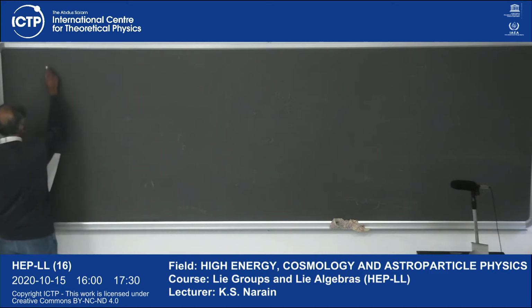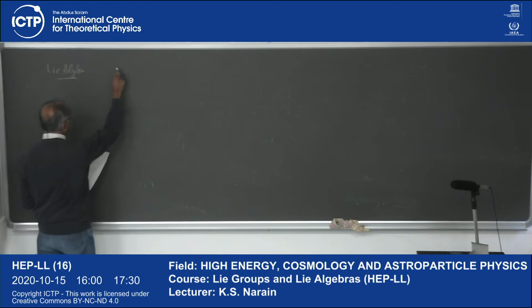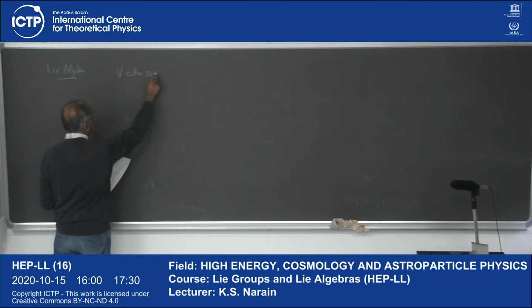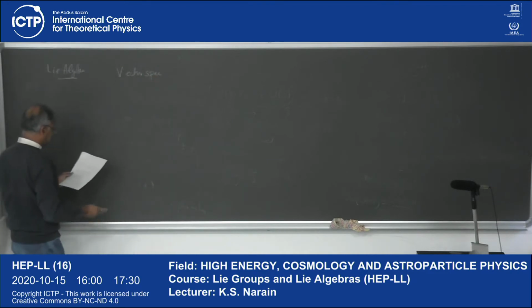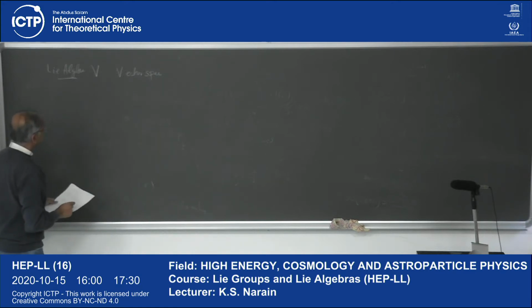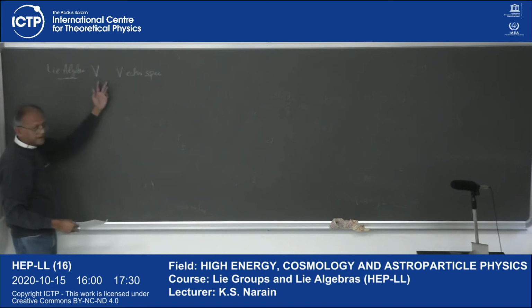So what is the definition of a Lie algebra? Because we really have not defined a Lie algebra in a precise way. First of all, it's a vector space, and we denote it here as V. Of course, you know what a vector space means: any linear combination of its elements is again an element.